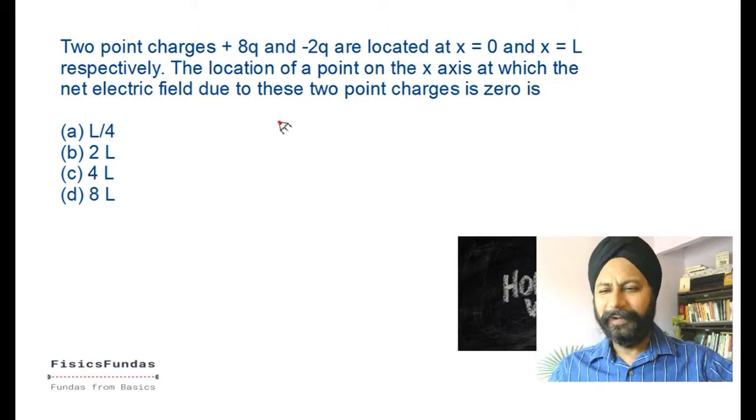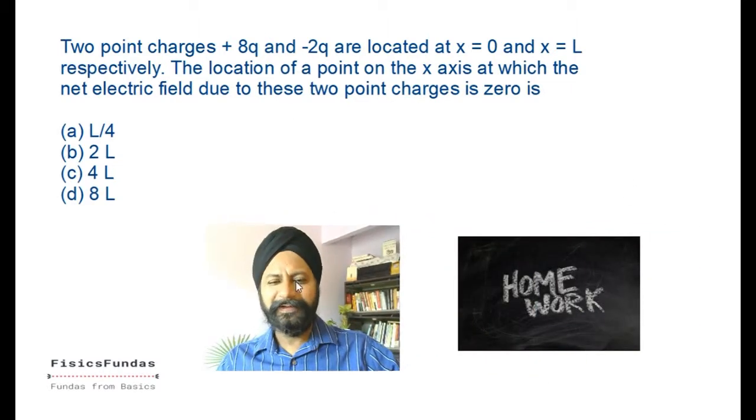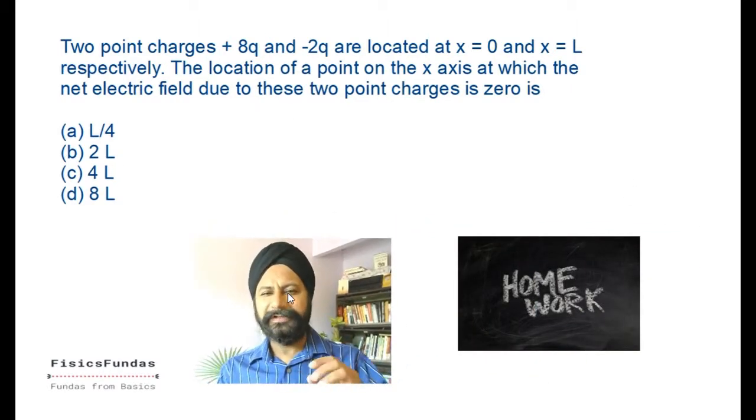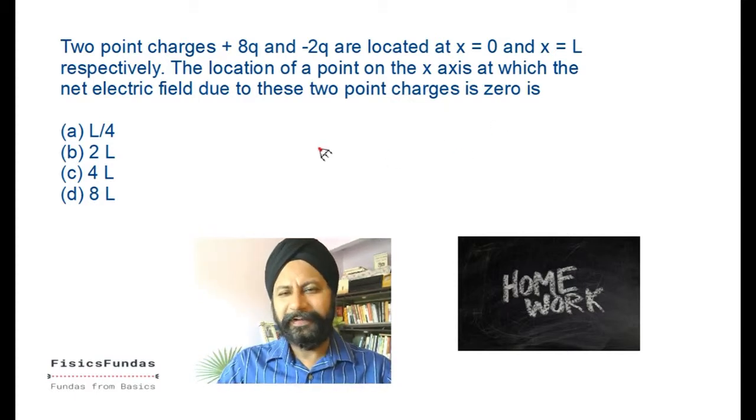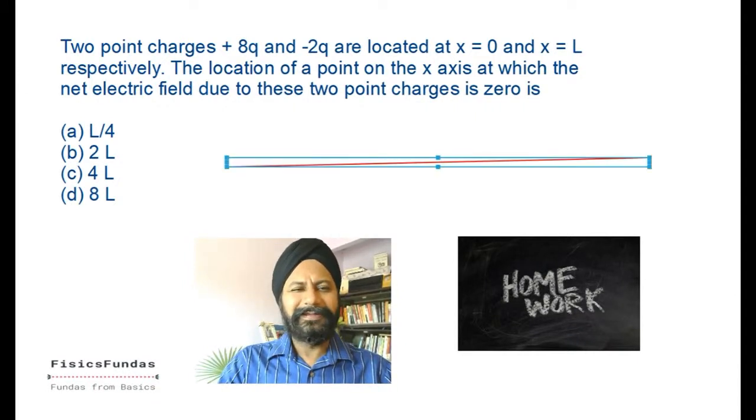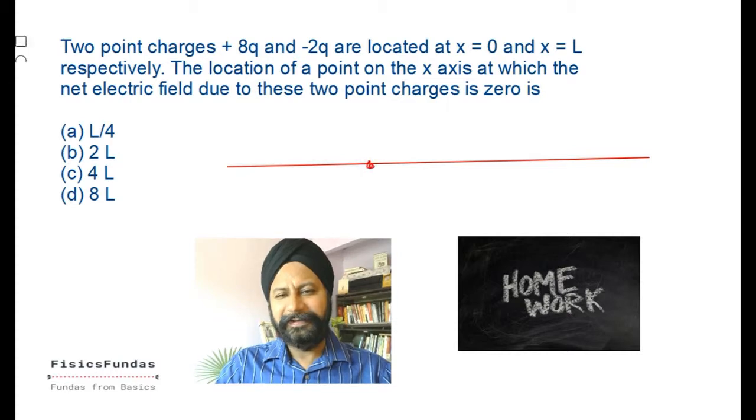हाँ, अब ये तुम्हारा होमवर्क है. This is the last question for today. This is your homework. 2 पॉइंट चार्जेस है ना, ये पड़े हुए हैं. The location, so मैं एक बार draw कर देता हूँ, just to give you at least a start there. So let's say this is location x is equal to 0 and there is a location x is equal to L. यहाँ plus 8q है, minus 2q है, right?